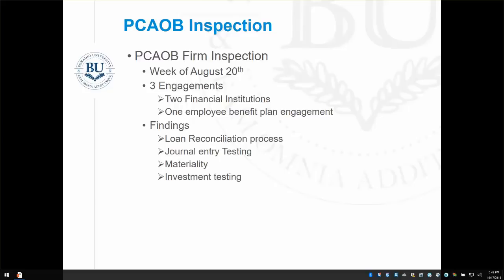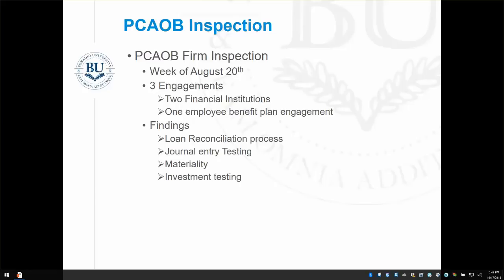Now, there are only 4 things on the screen, and the reasoning is that they issue a comment letter for every engagement. The loan reconciliation process was noted on both financial institution engagements as a finding, and then they had journal entry testing as a finding, materiality, and investment testing. We'll get into each of these findings in a little more detail.